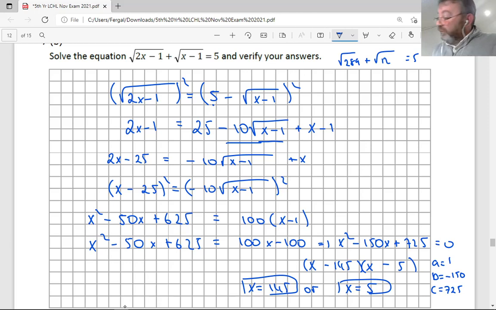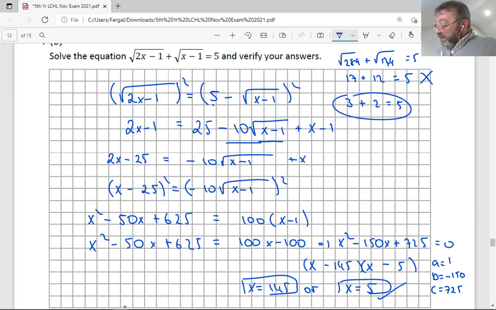But obviously it's not, because 17 plus, what's that? 145 minus 1 is 144, which is 12. That's 17 and 12. That is not equal to 5. So let's try 5. When you put 5 in there, we get 3 plus 2. That equals 5. So actually the only one that works is 5.